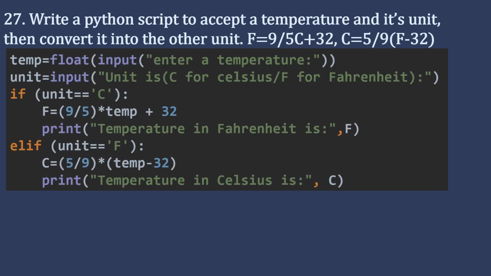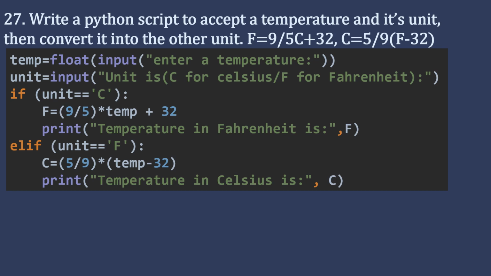So first of all, we have to accept a temperature and let's store it in a variable temp. And then we'll accept the unit, whether it is Celsius or Fahrenheit, that you have to store in a variable unit. Now, if unit is equal to C, that means the temperature is in Celsius, then it has to be converted into Fahrenheit. Then you can use the formula F is equal to 9 by 5 into temperature in Celsius plus 32. Then it has to print the temperature in Fahrenheit is F.